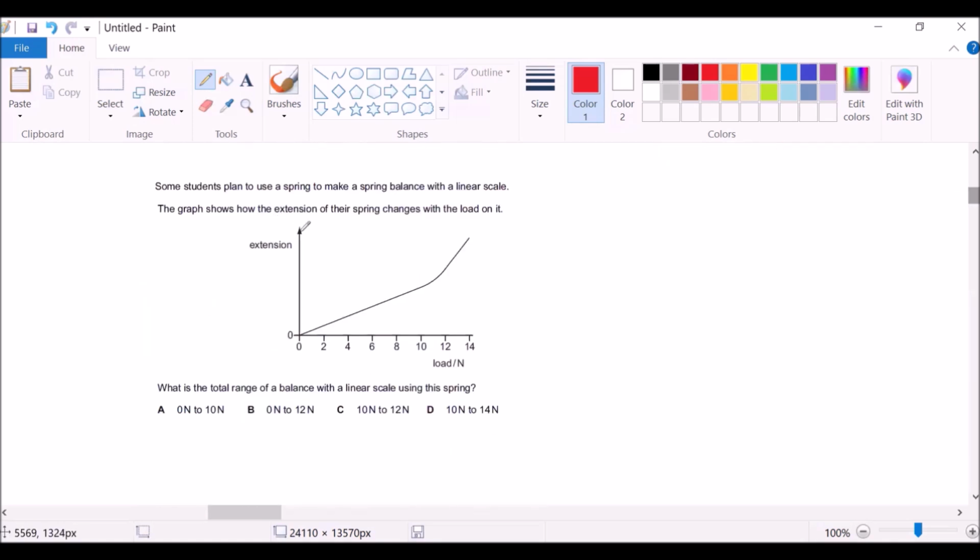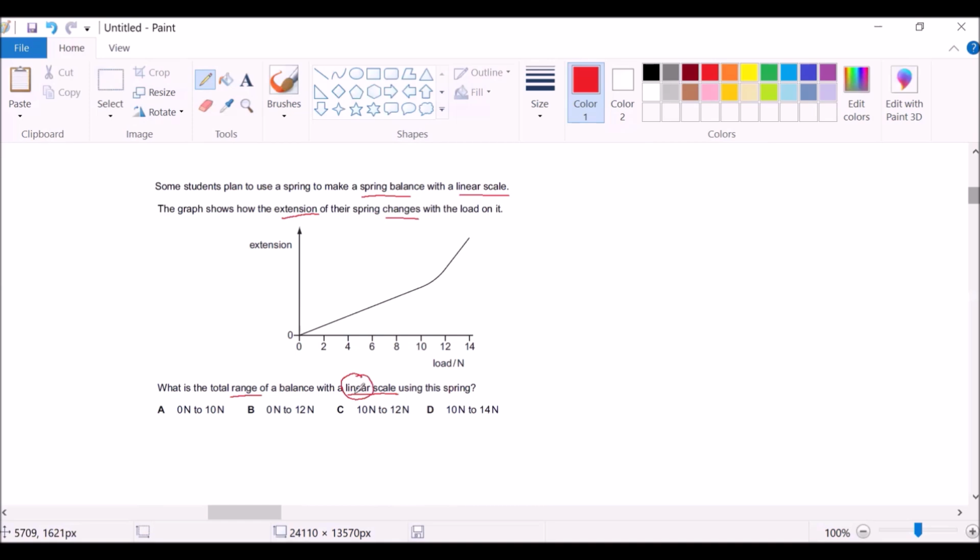Let's look at this question. Some students plan to use a spring to make a spring balance with a linear scale. The graph shows how the extension of their spring changes with the load working on it. So extension and load. As the load increases, the extension is increasing. What is the total range of a balance with a linear scale?